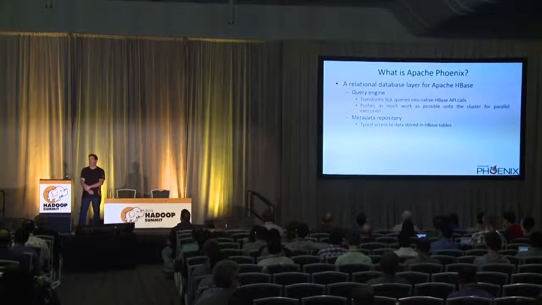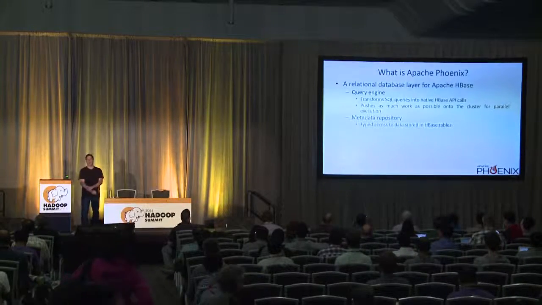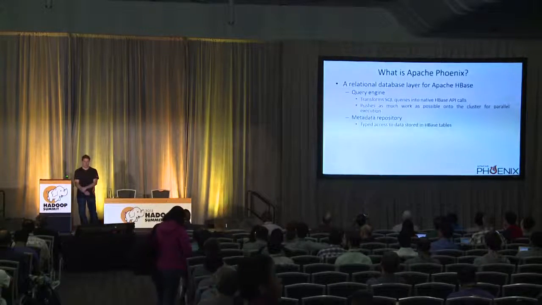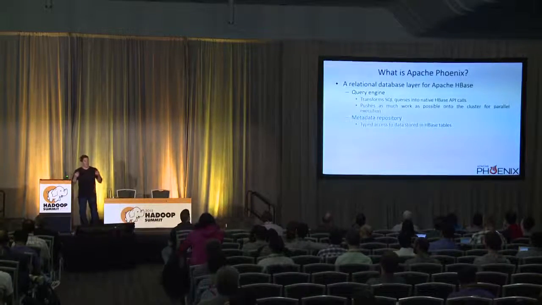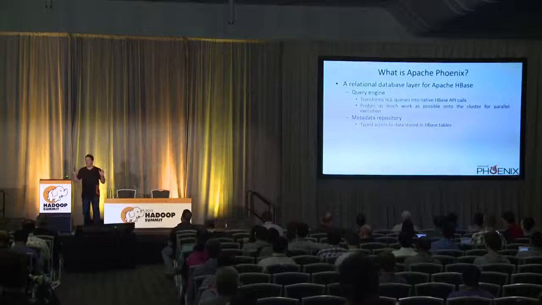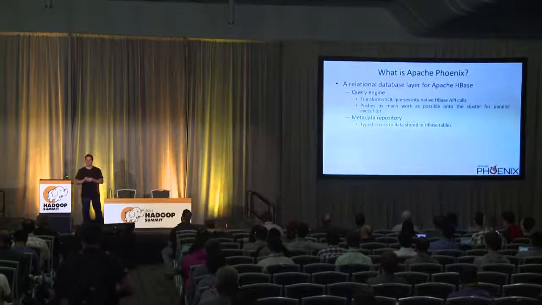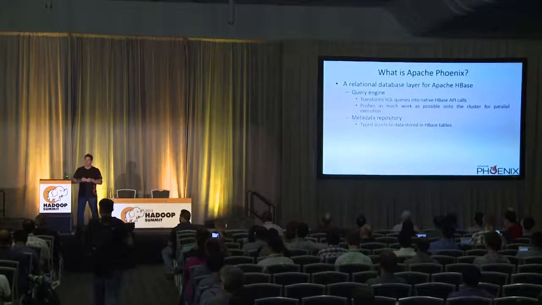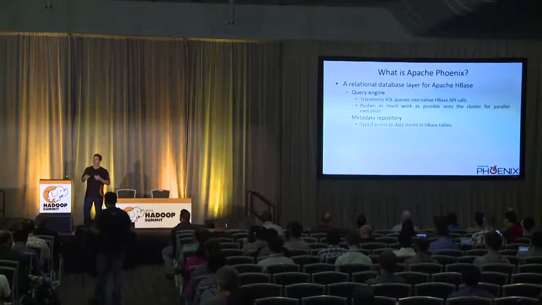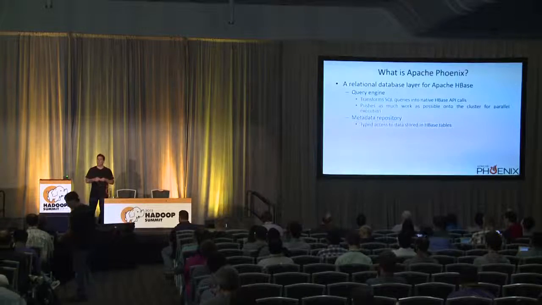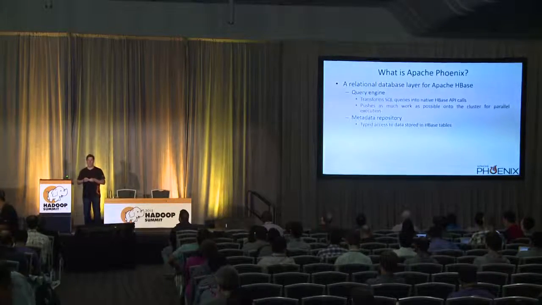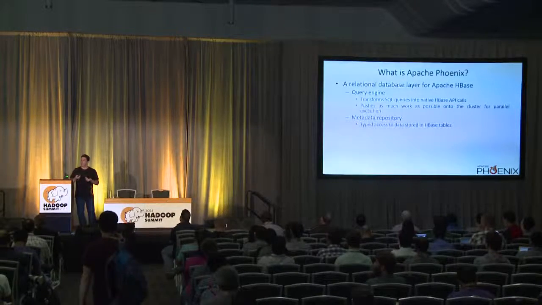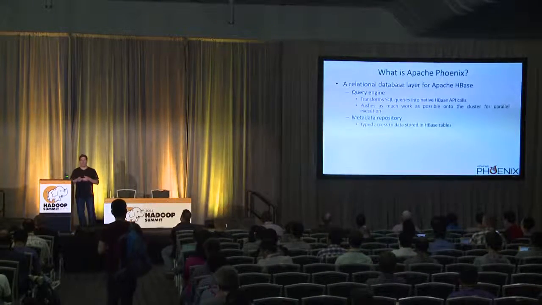We also have a metadata repository that we maintain as a separate HBase file. It's actually a Phoenix table itself. And so what we're doing is we're superimposing a SQL type system on top of HBase, which is just a byte store. So we'll store your tables, your views, your sequence definitions, your secondary index definitions, all those kinds of things in that table, and we'll manage that table automatically. When you issue things like DDL, we'll update that table.